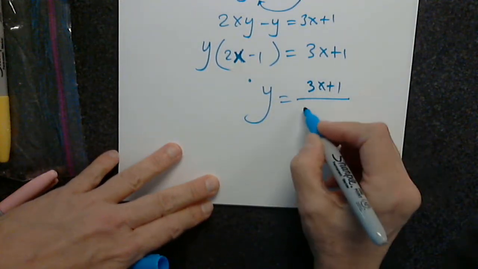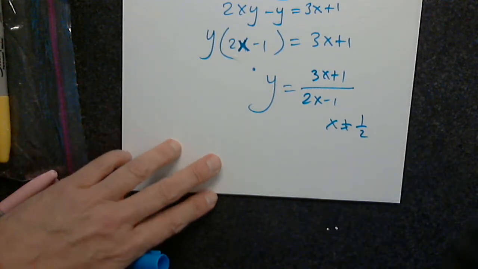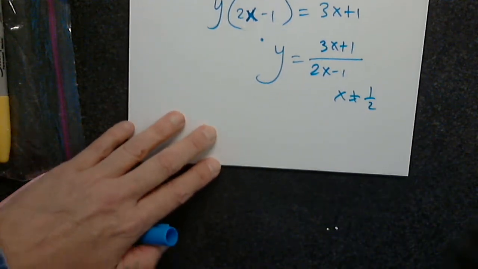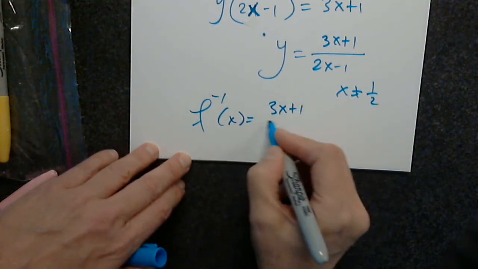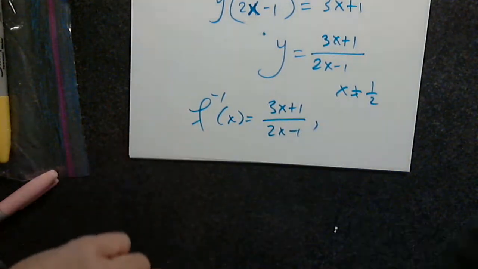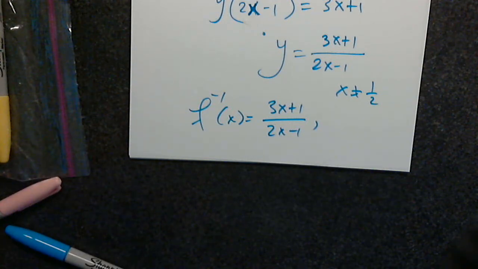So 3x plus 1 over 2x minus 1. Of course, x is not 1/2. We knew that from the beginning because it's a horizontal asymptote. So then f inverse will be 3x plus 1 over 2x minus 1. Very good question, very good example. Good topic.